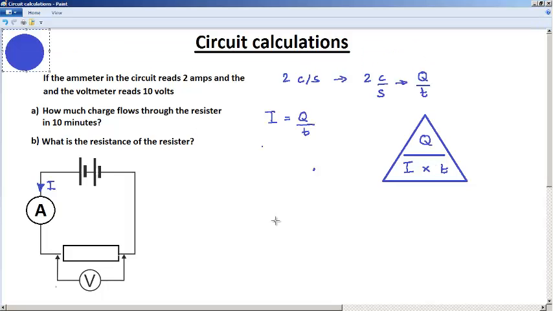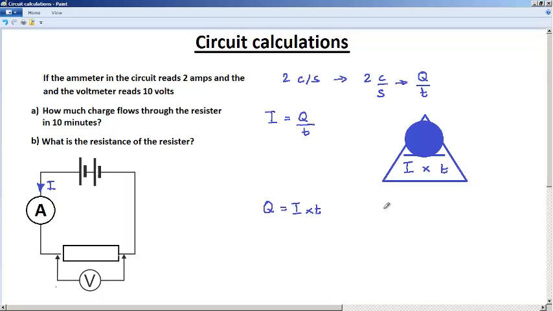Okay, we then cover up the term that we're looking for, and in this case we're looking for Q. Alright, so we cover up Q like that, and we see that Q is then equal to what we're left with, which is I times T. So we can now rearrange the expression and we write it this way. We write Q equals I times T. Now then, we're going to write out the quantities.